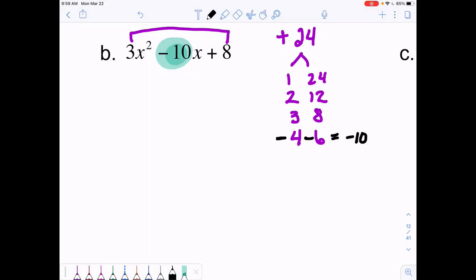All right, here's where it switches a little bit. So we have a 3x squared, and we have an 8. In the middle, we are now going to use the two factors that make a -10. The first factor is a -4, and the second factor is a -6. We're placing an x with them because they now need to make -10x. So -4x minus 6x makes -10x.